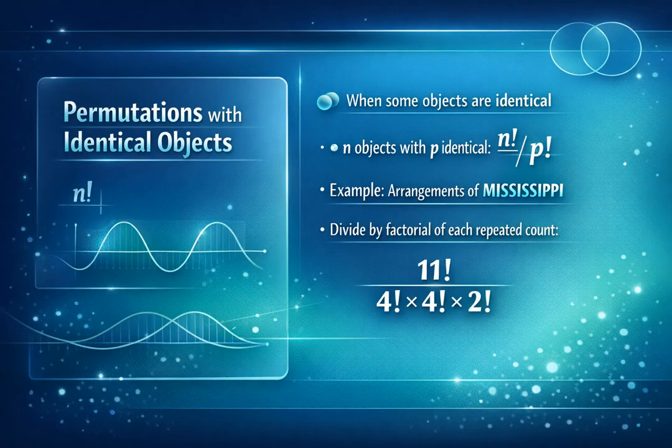When objects are identical, we adjust our counting. For n objects, where p are identical, the number of distinct arrangements is n factorial divided by p factorial. For example, arrangements of Mississippi: we divide by factorials of the counts of each repeated letter. The word has 11 letters with various repetitions.